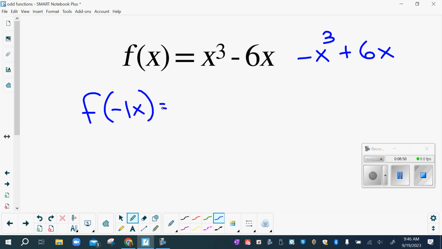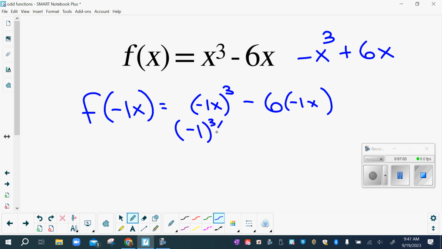So here I go. I'm going to say -1x to the third minus 6 times -1x. I'm going to go ahead and rewrite this like this because it's easier for me. Do you have to do all these steps? You don't. But if that makes the math clearer for you, do it, right? You do what works for you.